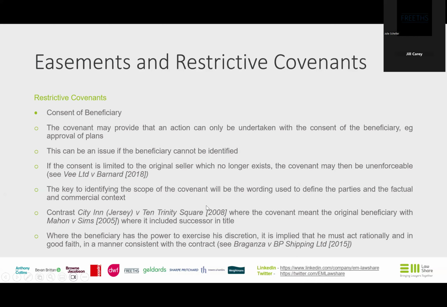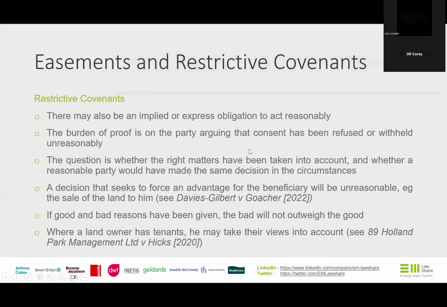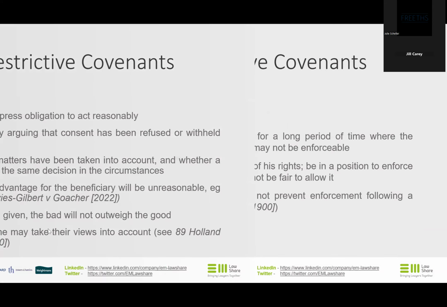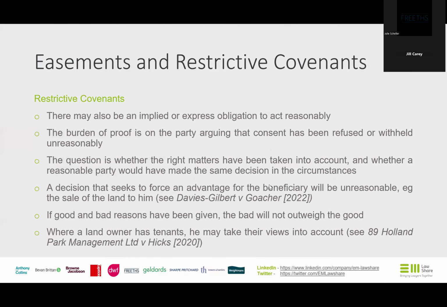However, there is a helpful case there that says where the beneficiary does have power to exercise discretion, for example, to approve plans, there will then be an implied term that he must act rationally and in good faith. It may also be possible to argue that they have to act reasonably. The burden of proof will be on the party who wants to argue that consent has been refused or withheld unreasonably. So the key question will be whether a reasonable party would have come to the same conclusion with the same facts in the same circumstances.